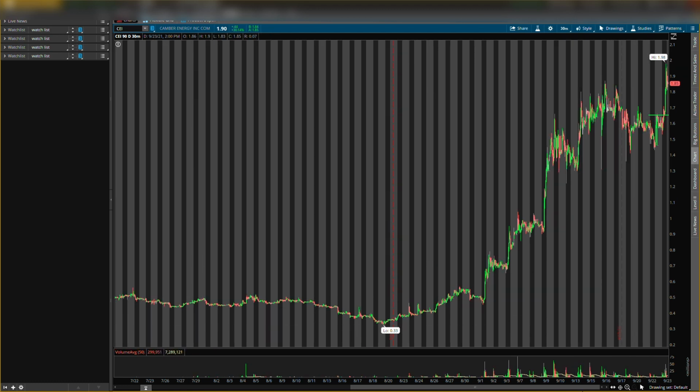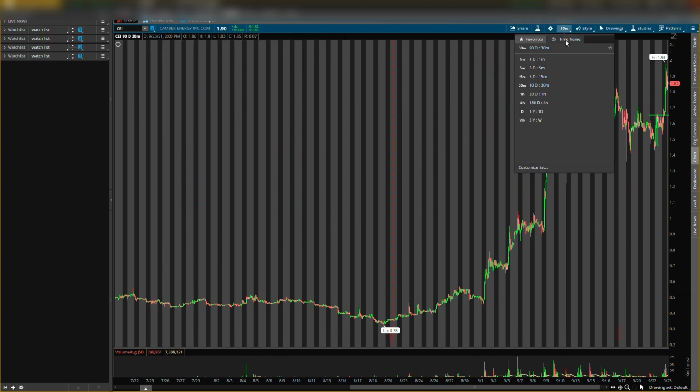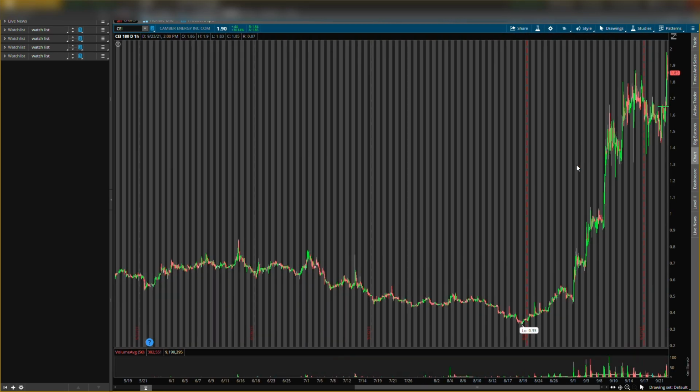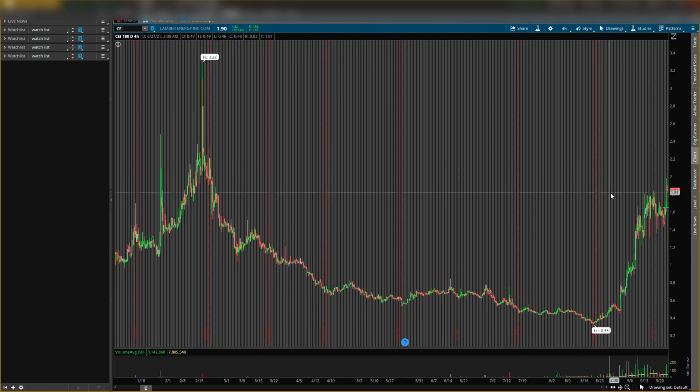Can I zoom out? Let's go to the hourly chart real quick so we can zoom out a little bit. Let me go to the 4 hour chart. All right, there you go. So looking for $2.20 for an exit. Okay, so $2.20 for an exit, $1.65 for that entry.